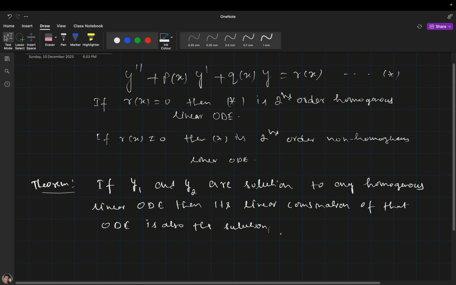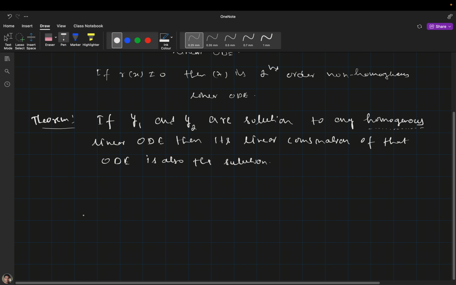Okay, what it says is, suppose y1 and y2 are solutions of an ODE which is homogeneous. You have to be very careful here. The ODE has to be homogeneous, which means that R of x must be 0. Then the linear combination of y1 and y2 will also be a solution of that homogeneous linear ODE.